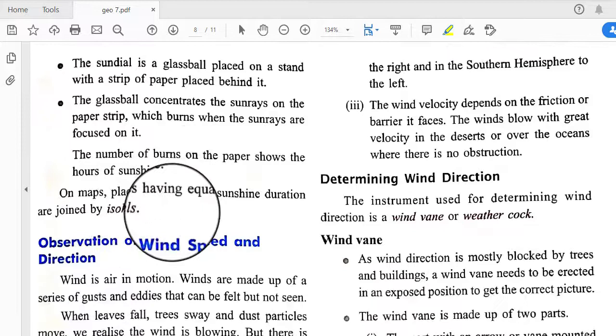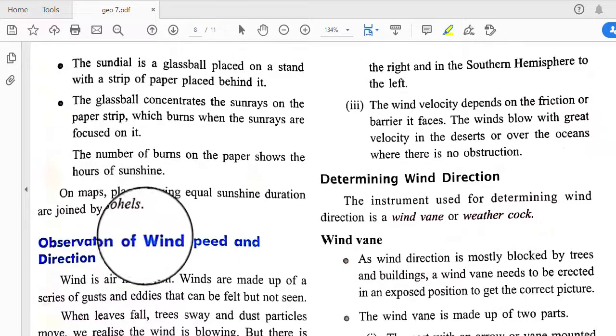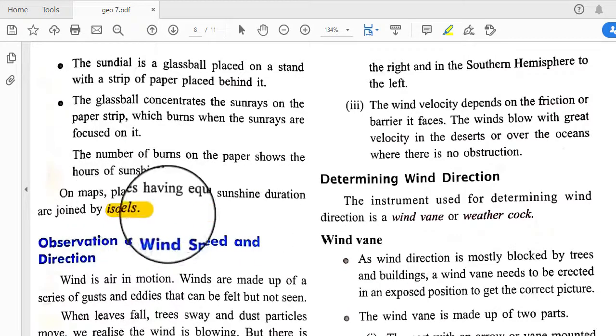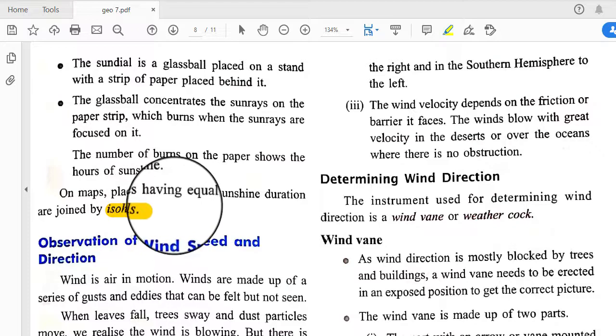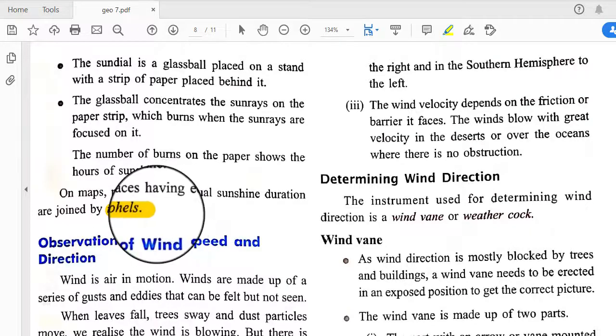On maps, places having equal sunshine duration are joined as isohels. If we join the places with equal sunshine, we will get an imaginary line, which is called an isohel.